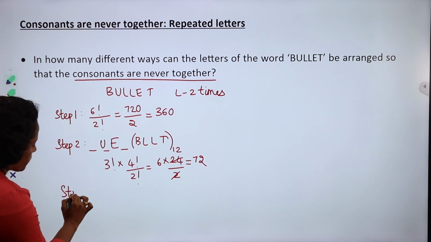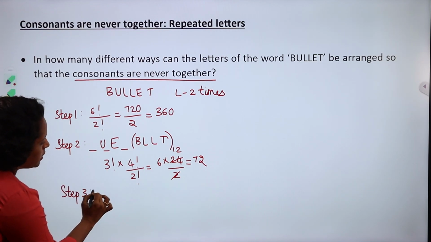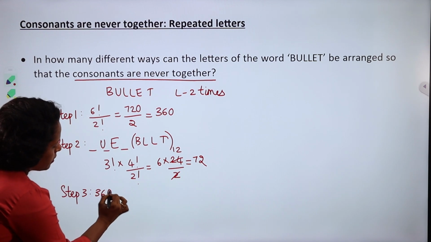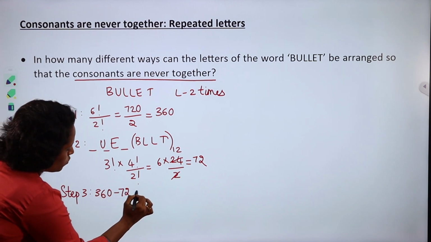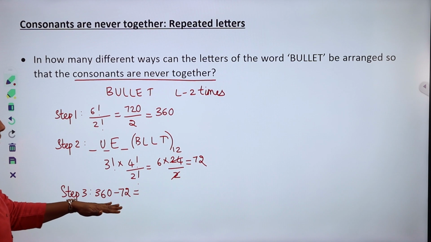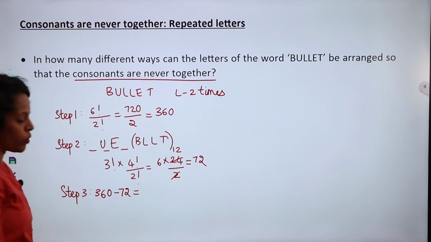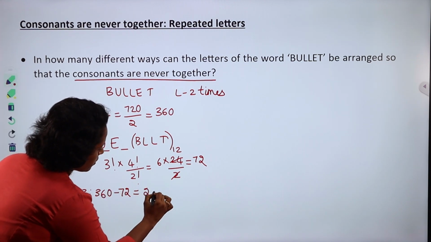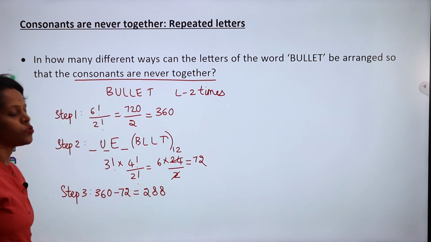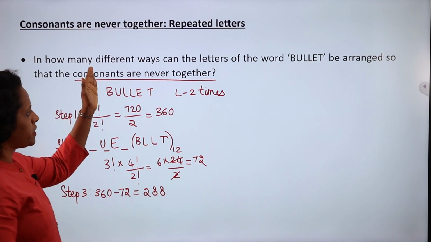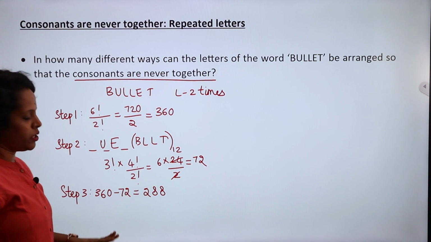Step 3. Step 3 is 360 minus 72. 360 minus 60 is 300, minus 12 is 288. So 288 words can be formed in which the consonants are never together.